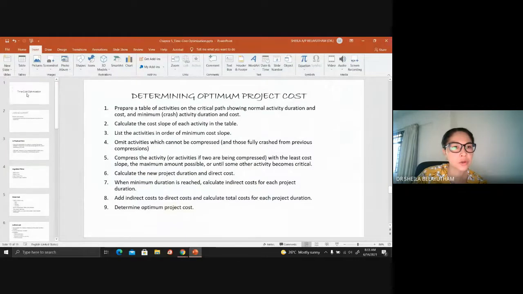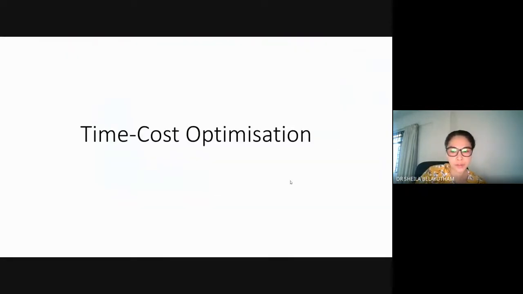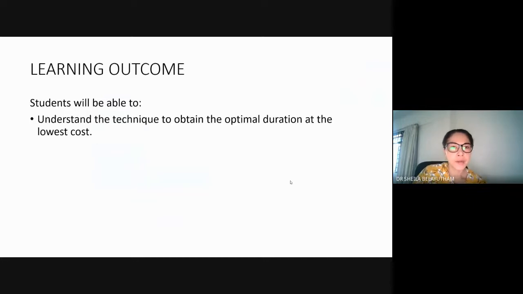Right, so let's move on with time cost optimization. At the end of this, you will be able to understand the technique to obtain the most optimum duration at the lowest cost.